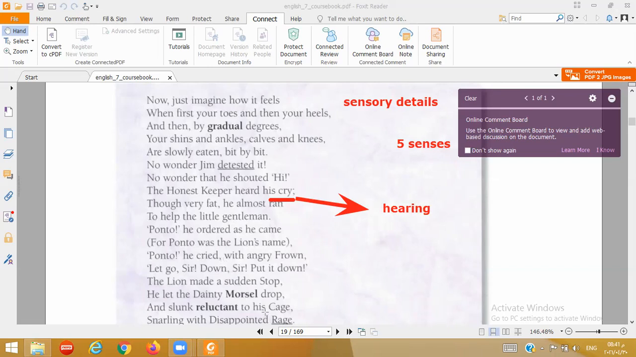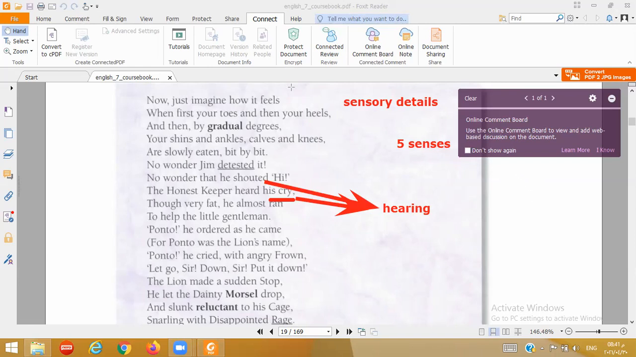The word has two meanings, probably two in one. Like he said, crying. He said, "Stop the car," something like that. So that's hearing. It works on your ears. Something you hear. Something you see. And by the way, shouted is hearing as well.